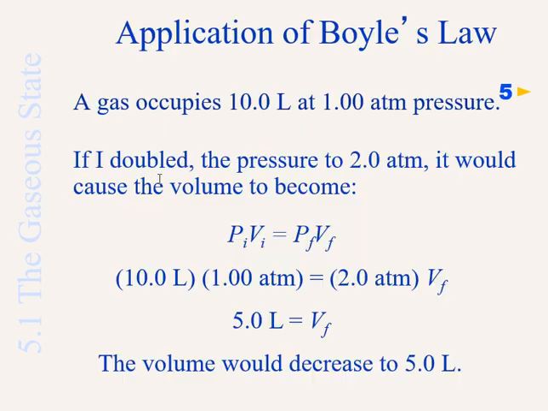Here is a problem. So basically it's the same problem as we looked at in the previous slide example. A gas occupies 10 liters at 1 atmosphere. If the pressure was doubled to 2 atmosphere, what would be the new volume? How do you solve this? Well, you write it down as Pi times Vi equals Pf times Vf. That's the form of Boyle's law that you should understand to solve this problem.